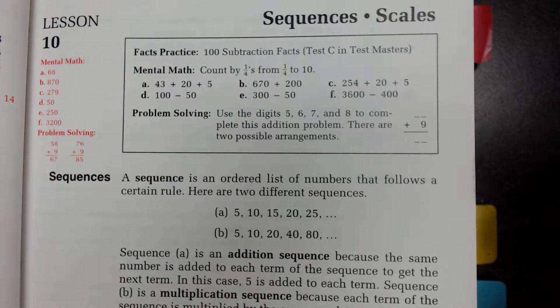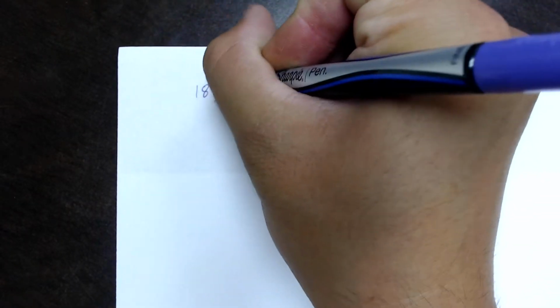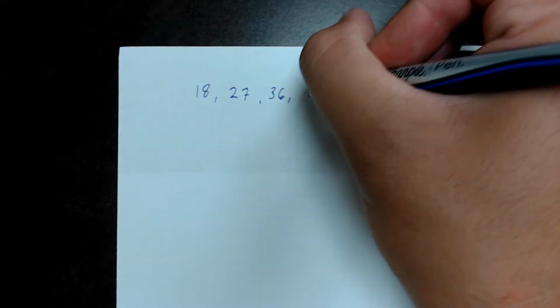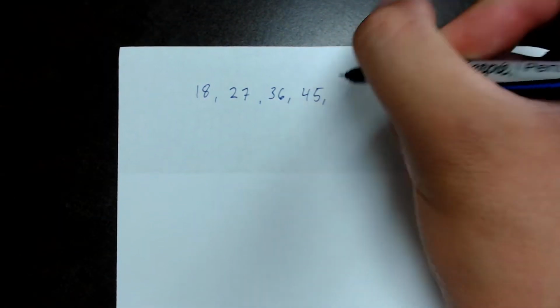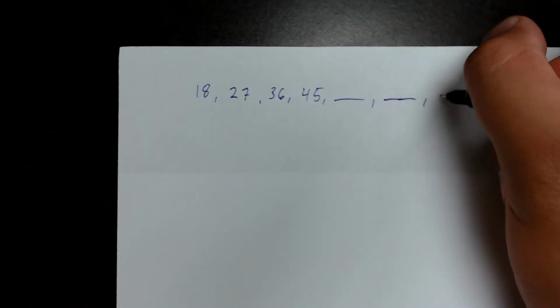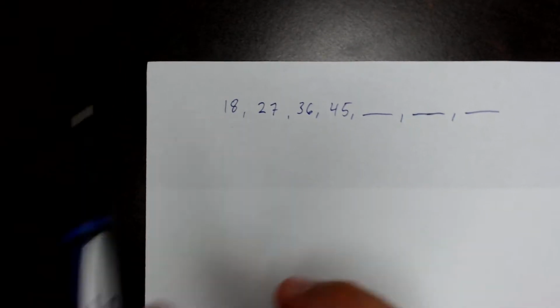Now let's see how this relates to the type of problems we're going to be seeing in our homework. So let's say we have the following sequence. Let's say we've got 18, 27, 36, 45, and then they want us to find out what the next three numbers in this sequence are going to be. So let's do what we did at the beginning of the lesson.